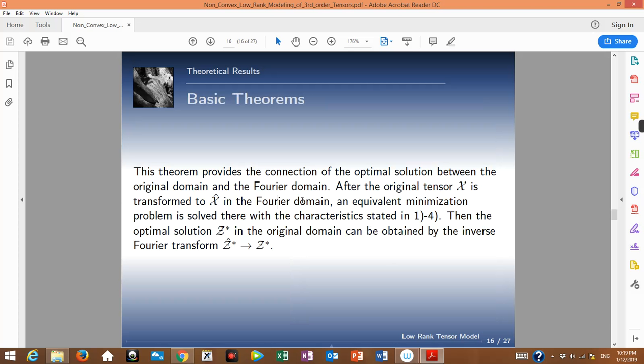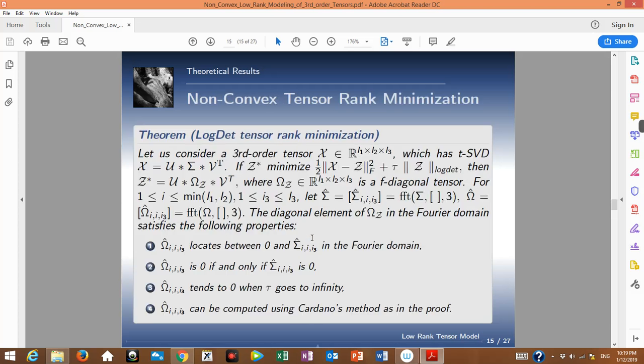And then we can use inverse Fourier transform to get the corresponding elements in the original domain. And then by using the TSVD, we can construct the solution Z. So this is a standard procedure to solve the non-convex tensor minimization problem.